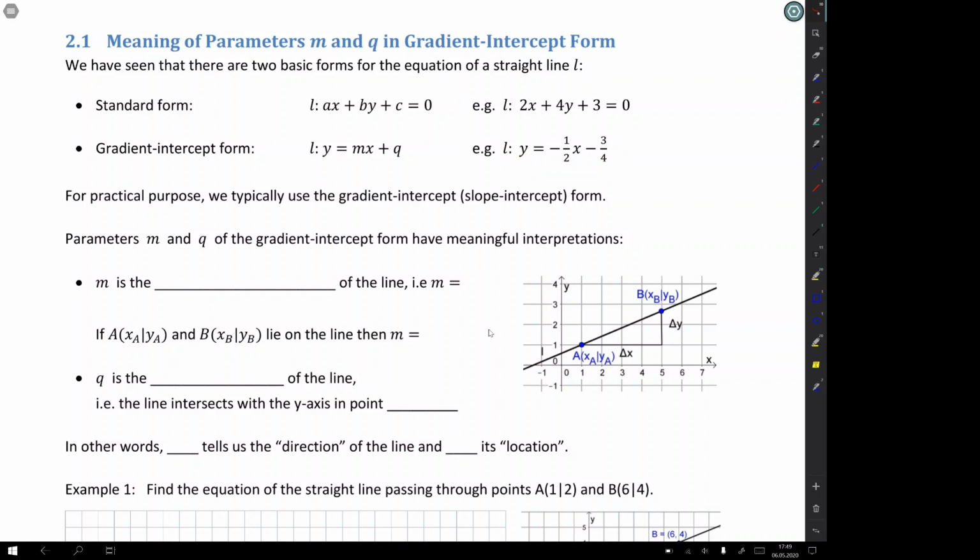For practical purposes, we typically use this gradient intercept form. And these parameters m and q have very meaningful interpretations. The m is the slope or gradient of the line, in German die Steigung. So when you look at this line, how is the slope defined, die Steigung? We said always the altitude here divided by the horizontal distance, so delta y by delta x.